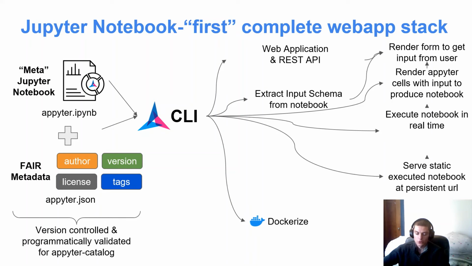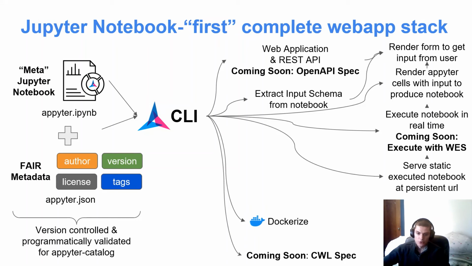It also includes helpful provenance features and tools for operating Appyters in production settings using distributed cloud resources. This contract allows the Appyter library to bring new features to Appyters that have already been developed. Some features in the works include OpenAPI and CWL specifications, and the ability to use custom WES endpoints for executing Appyters.